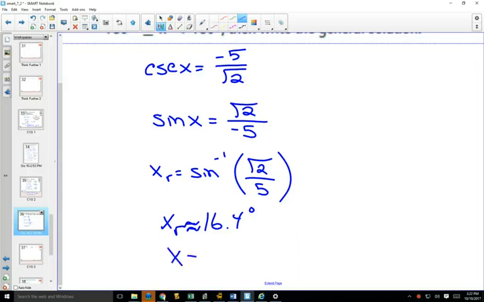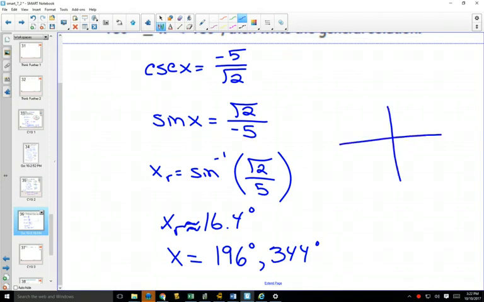And then what quadrants would you have sine be negative? Quadrant 3 and quadrant 4. So in quadrant 3, you do 180 plus 16. In quadrant 4, you would do 180 minus 16. And those would be our answers between 0 and 2 pi. But where are they looking? So if I draw a picture, I've got an answer in quadrant 3 and an answer in quadrant 4. Here's my reference angle of 16 degrees in both of those.